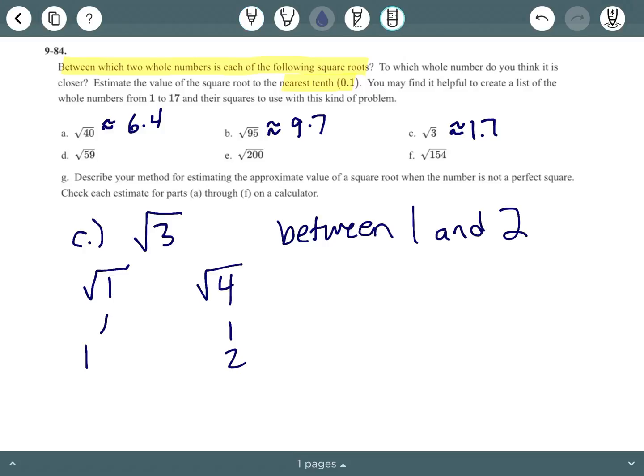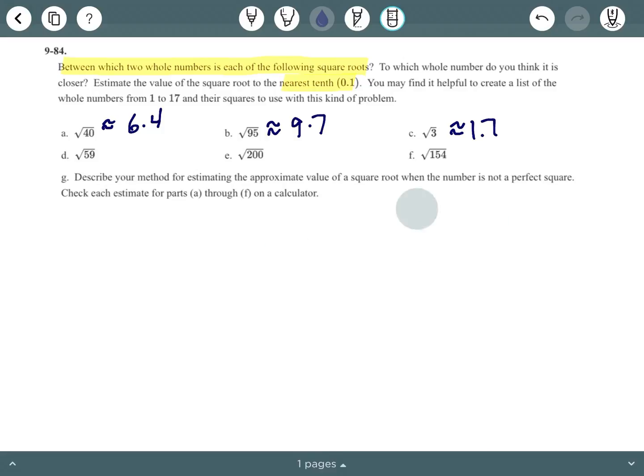All right. Moving on to part D. Okay, for D, they give us the square root of 59.